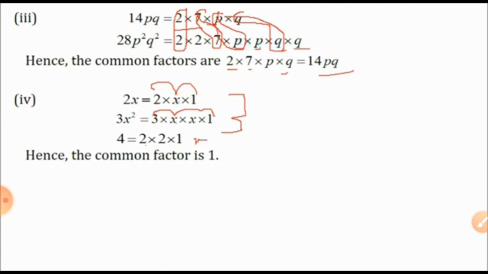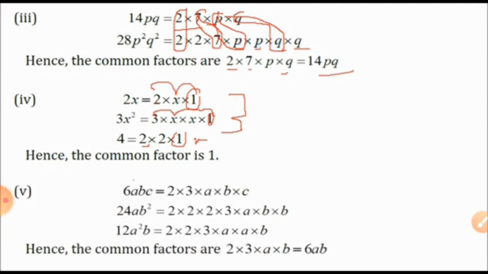So here, 2 into 2 into 1. Why are we writing 1? Because in these three terms, 1 is the common one. We already defined that 1 is a factor of every number. Look at the fifth one.